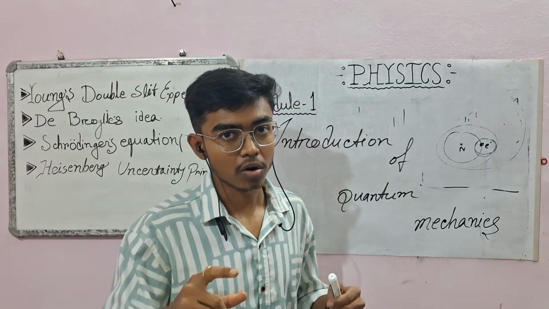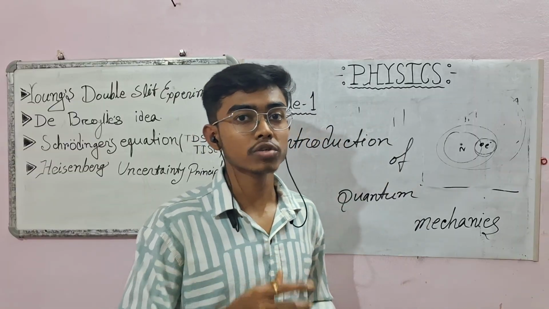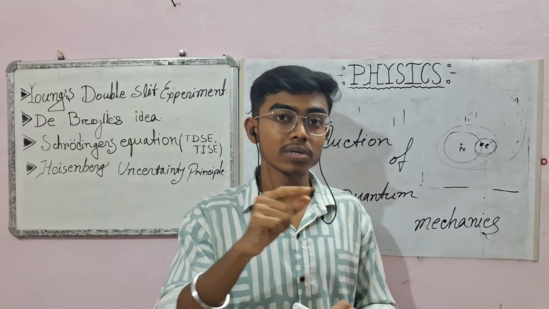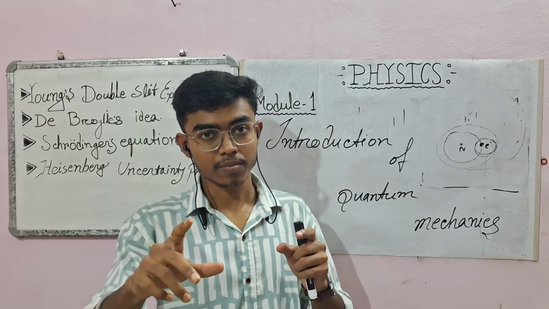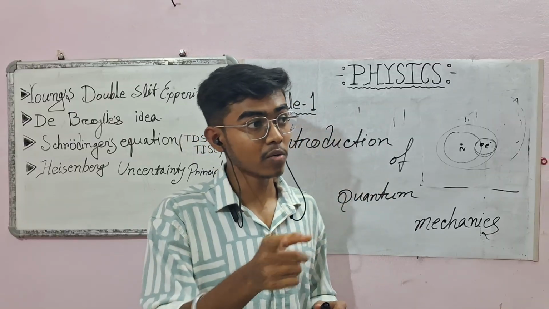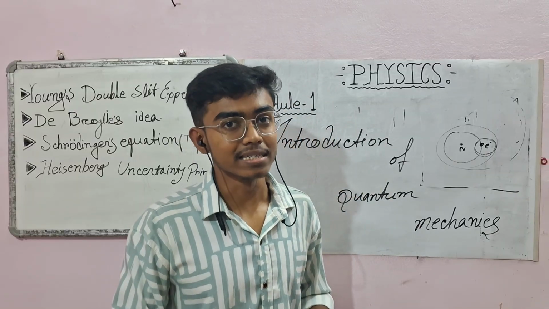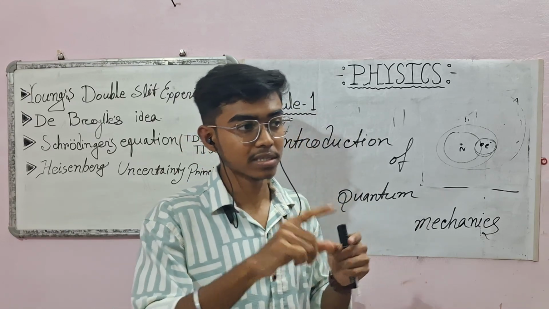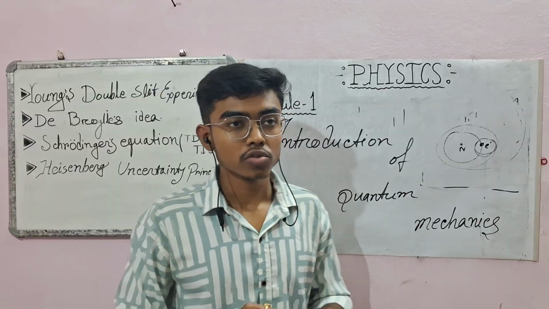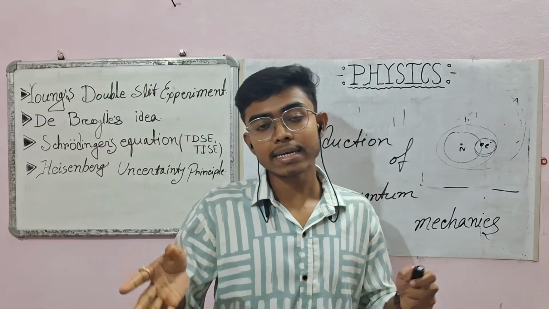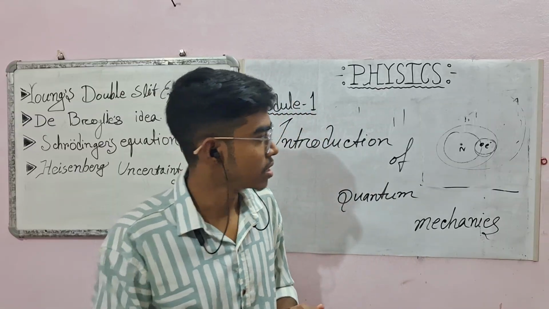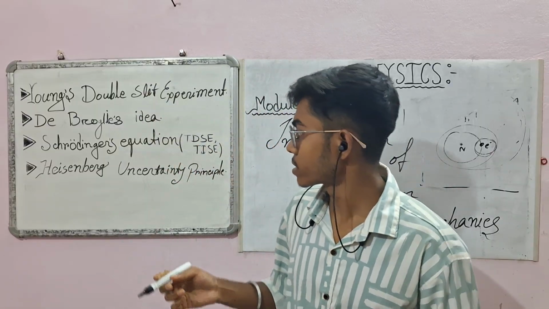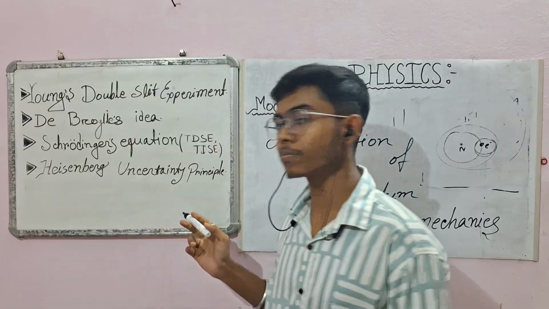For example, if you click an image of a moving car, either we will get a blur image, or if we take an image with a high resolution camera, we will get a clear cut image. But when we see the blur image, we can say this car is moving, but we can't say where the car exactly is. But when we see the clear image, we can say the position of the car. So we are not getting these two things together. Okay, so I'm just taking a real life example for your better understanding. So this is called Heisenberg uncertainty principle.